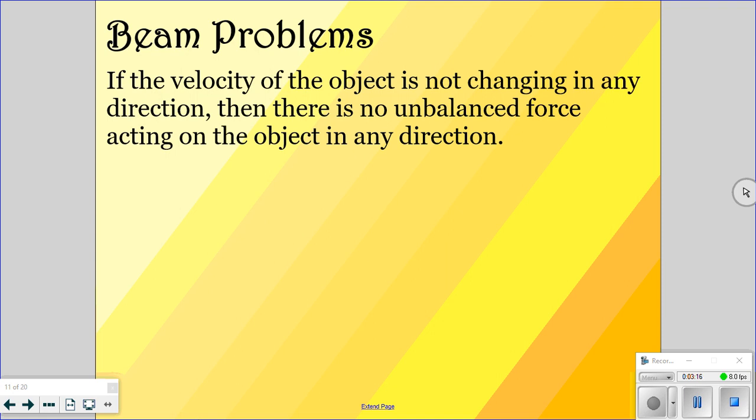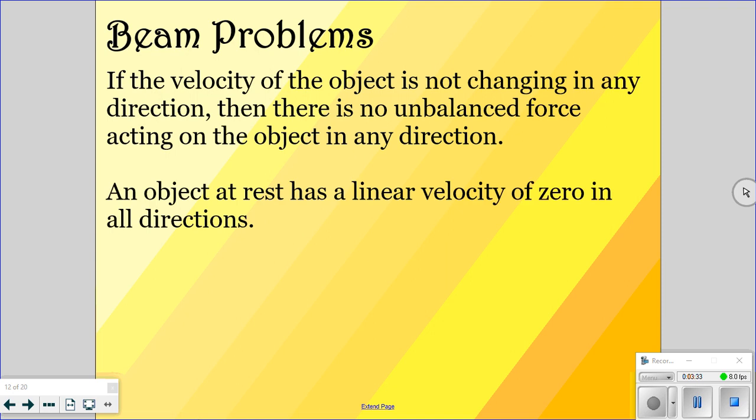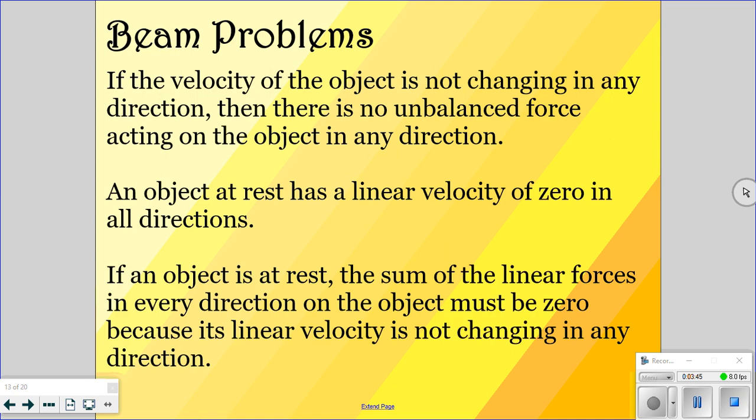Now we're going to look at beam problems. If the velocity of an object is not changing in any direction, then there is no unbalanced force acting on the object in any direction. So if the velocity is not changing, you don't have any unbalanced forces acting on it. An object at rest has a linear velocity of 0 in all directions. So if you're sitting at your desk right now, if you're not moving, your linear velocity is 0. If an object is at rest, the sum of the linear forces in every direction must be 0. Because the linear velocity is not changing.